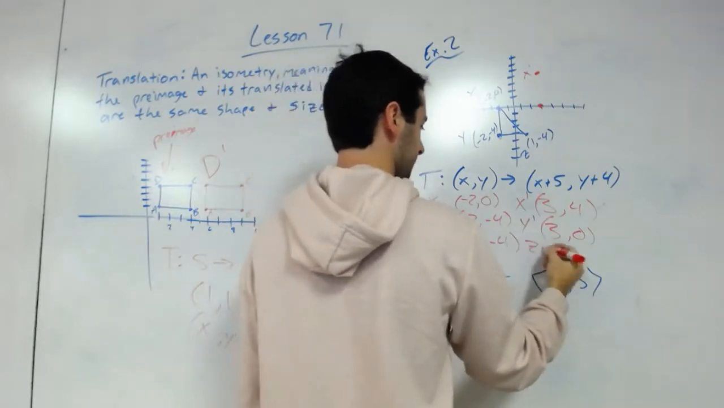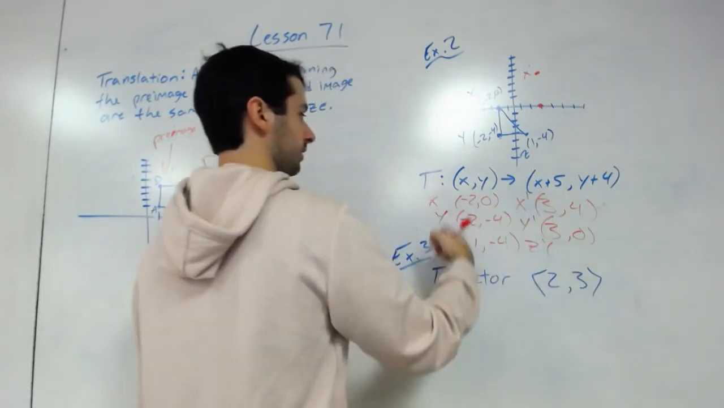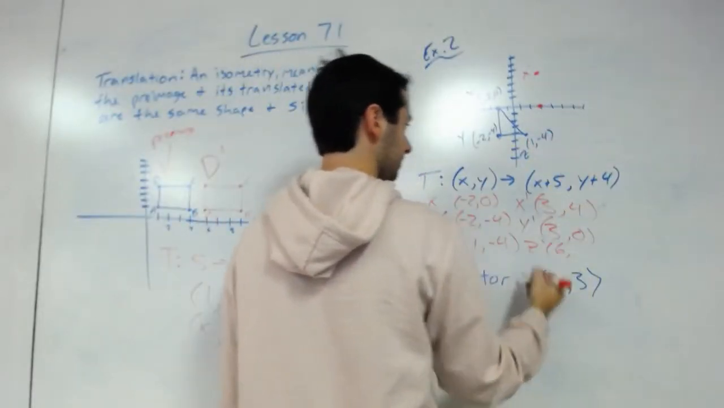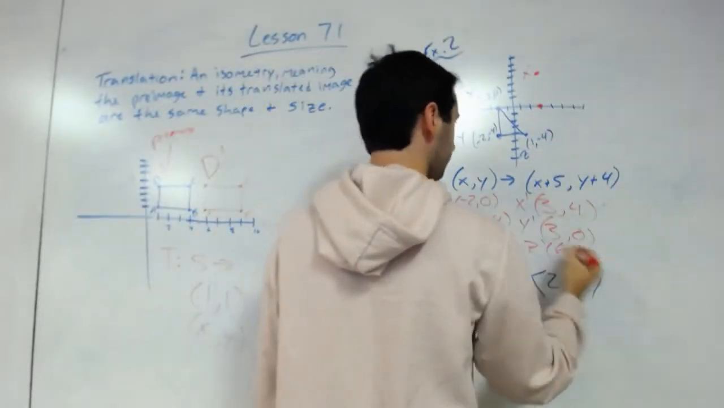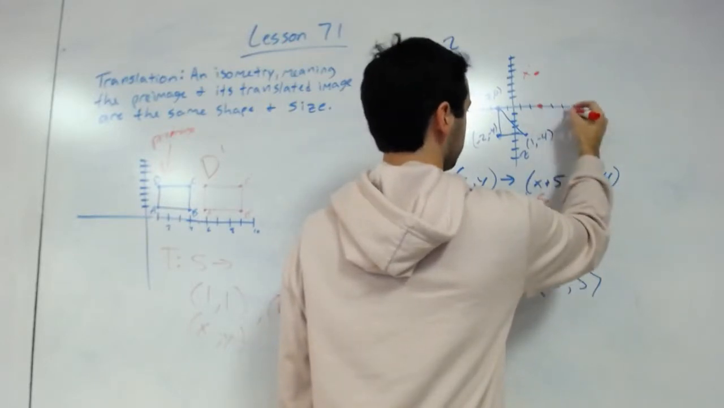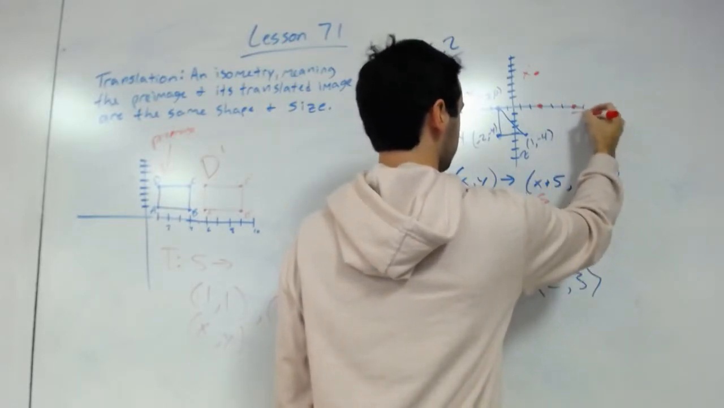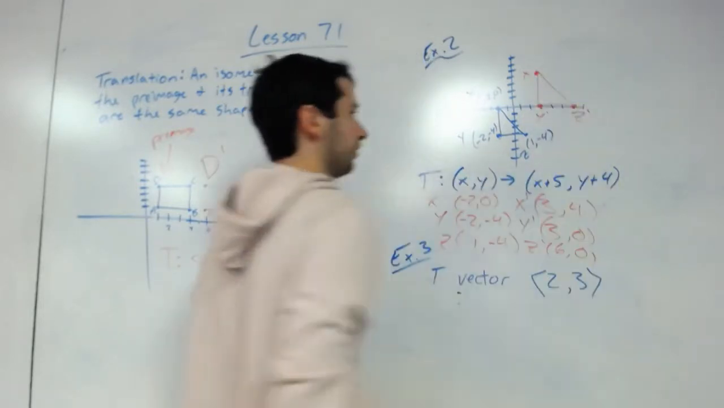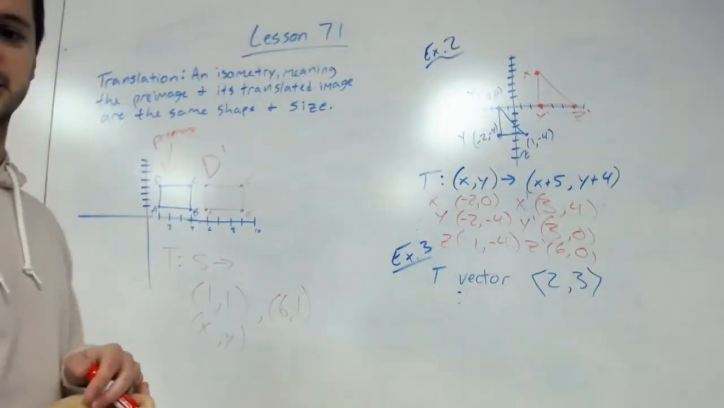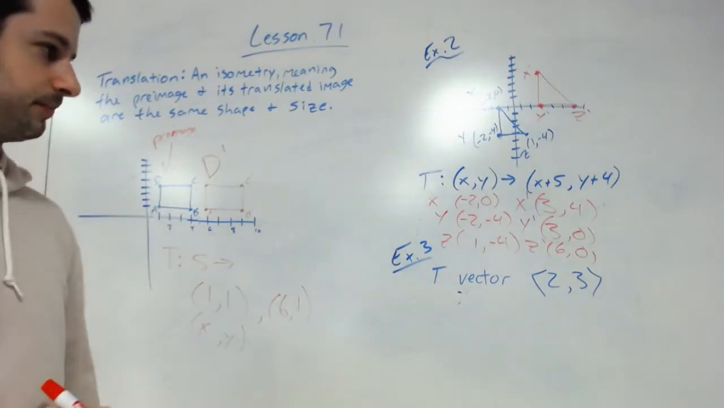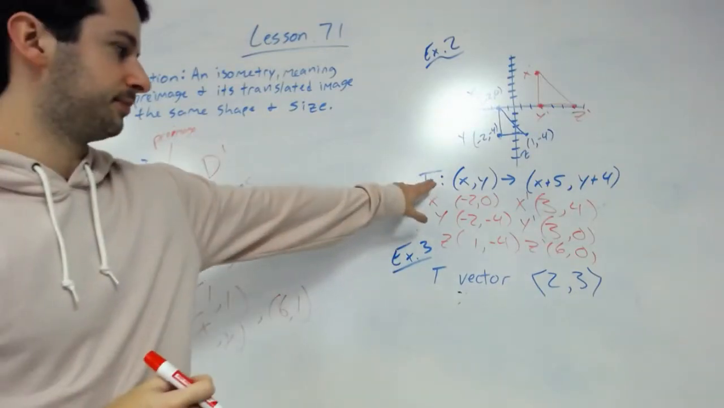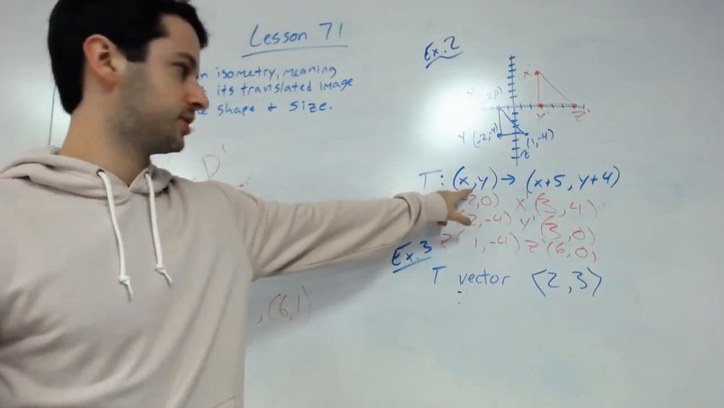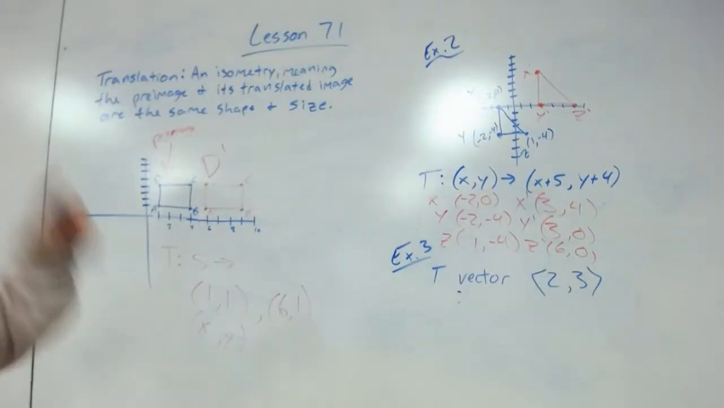And last we got Z. Where's Z? Z, 1 plus 5 is 6. -4 plus 4 is 0. 6, 0. And there would be our new triangle. So that is how you translate a triangle. You just move it according to what it tells you. So that's all that stuff means. T stands for translation, your original coordinates in your pre-image, and then what your image should look like.